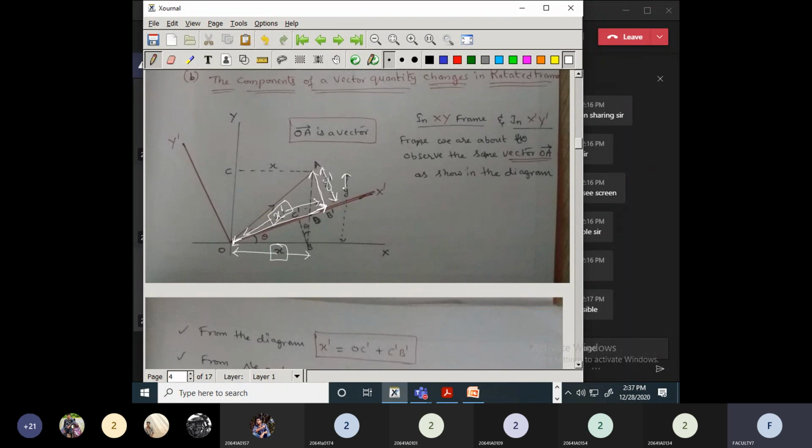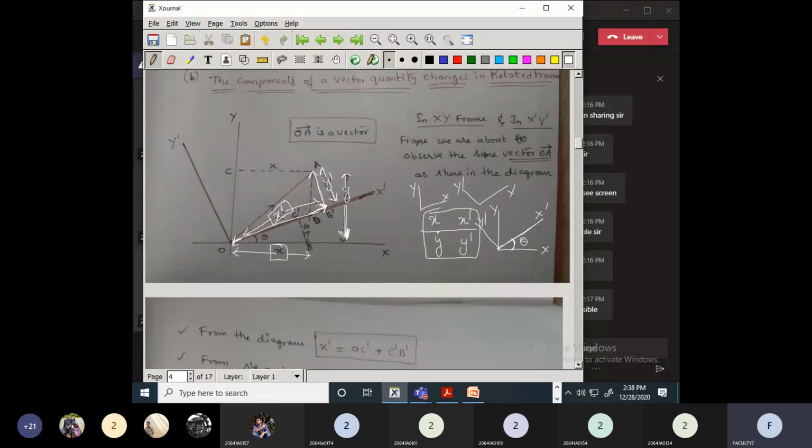Similarly, the first person's magnitude is y and the second person's magnitude is y prime. You need to find the relation between x and x prime, and between y and y prime. What is the reason? The first person is moving in the xy frame, and the second person is moving like this, in the x prime, y prime frame. If you compare both frames, this is the xy frame and the second person is moving in this direction, x prime, y prime. The angle between these two is theta.